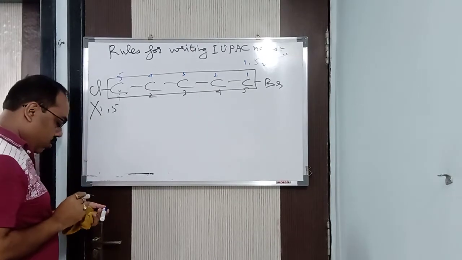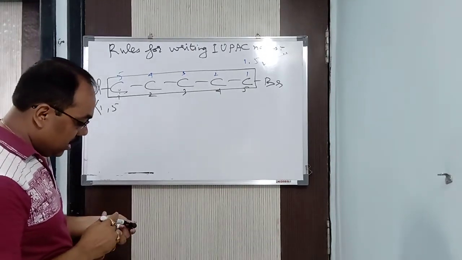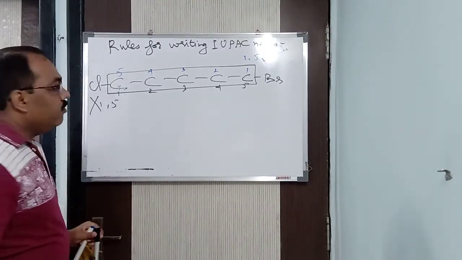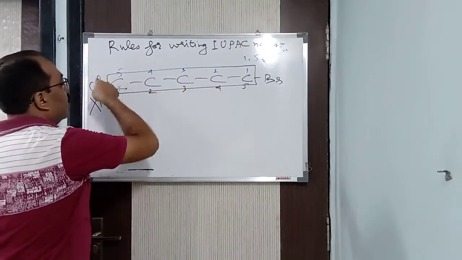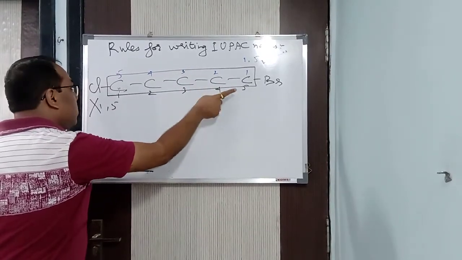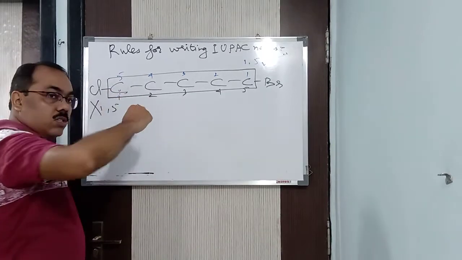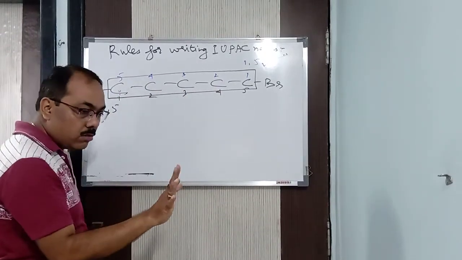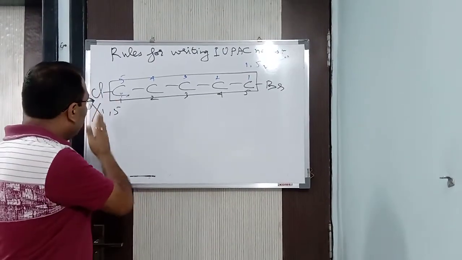Understood now? So many things are there. You have to understand. If the locants are the same from either end, then we will give preference to alphabetical order. So, I will count from that particular position. What will I say? 1 bromo, 5 chloro, not 1 chloro, 5 bromo. Wrong it is, because bromo comes first and chloro comes after that.